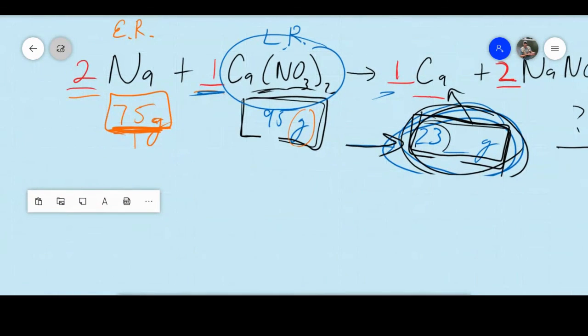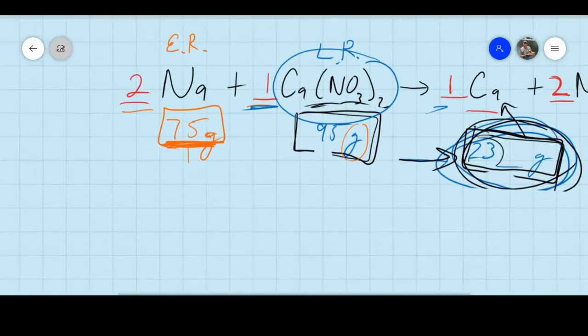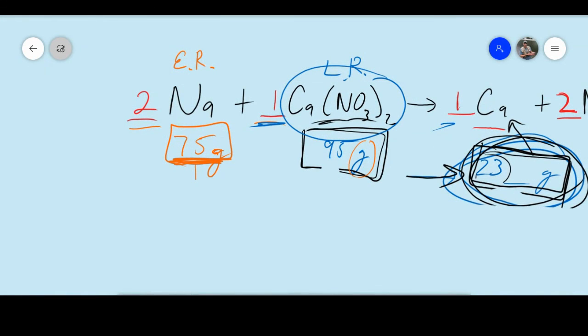Okay, last problem. How do we figure out leftovers? Okay, well, there's always a question about how much is left over? How much of the excess reactant is going to be left, right? So really, since we already know the sodium is our excess reactant, how do we figure out how much is remaining when the reaction's done?